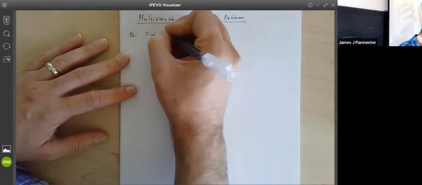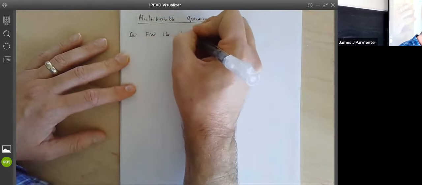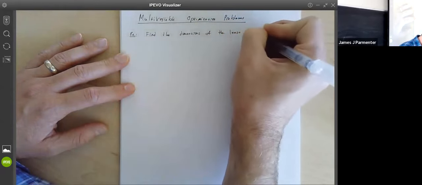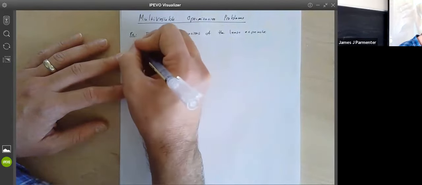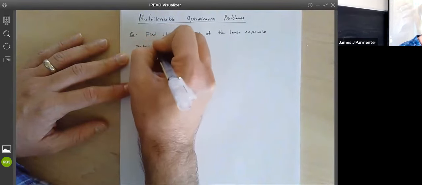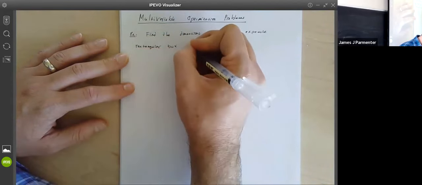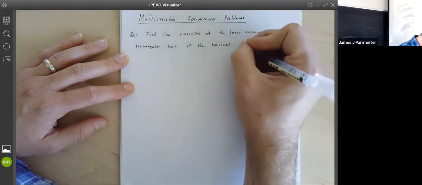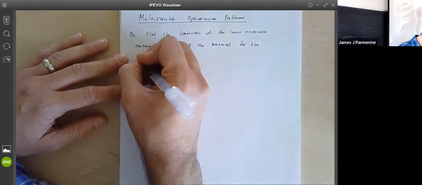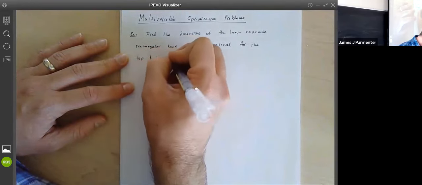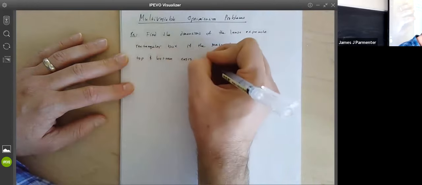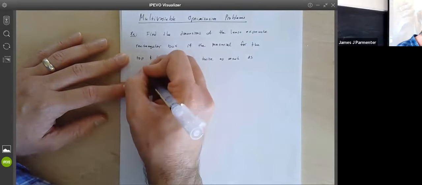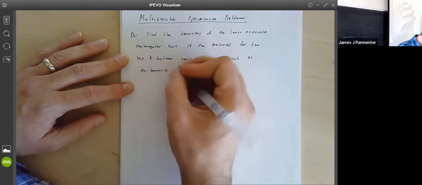Find the dimensions of the least expensive rectangular box, also known as a parallelepiped, if the material for the top and bottom costs twice as much as the material for the sides.